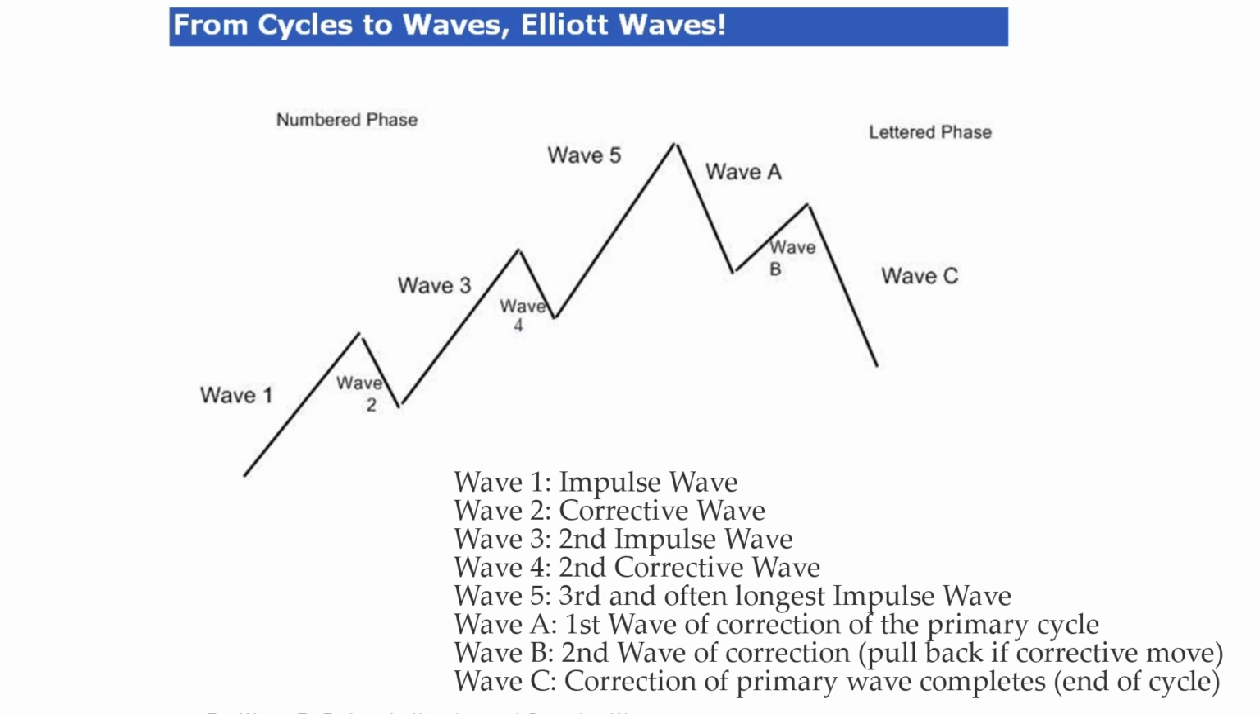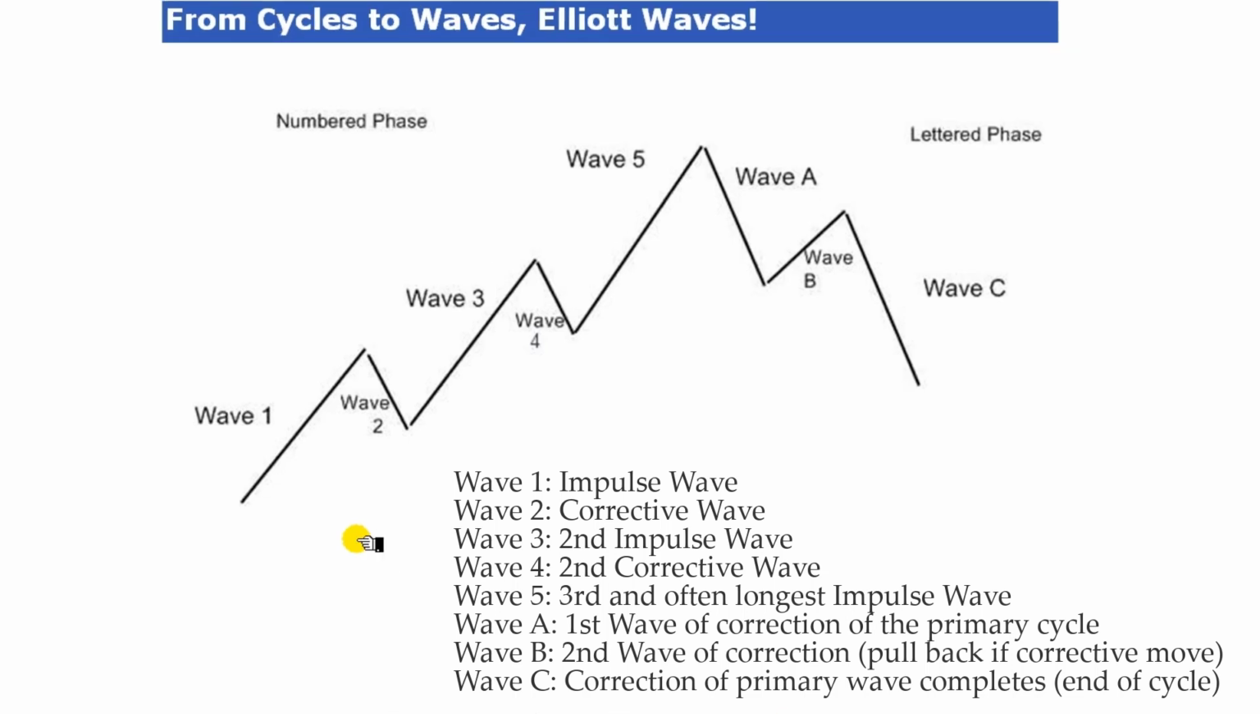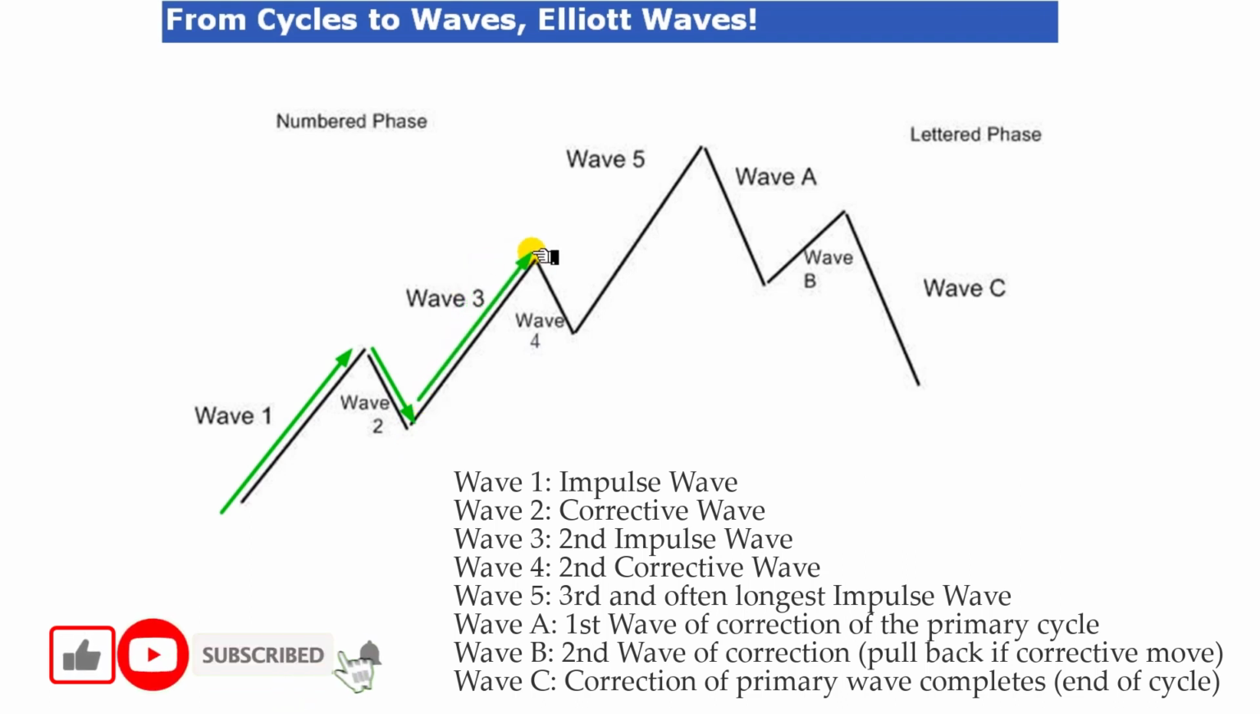So let's take a look at this chart. Here are the 8 waves. 1, 2, 3, 4, 5, 6, 7, and 8. Wave 1 is commonly known as an impulse wave. Wave 2 being a correction of the first impulse wave, a corrective wave. Wave 3 is the second impulse wave. Wave 4 being the second corrective wave. And wave 5, the third and often the longest impulse wave.